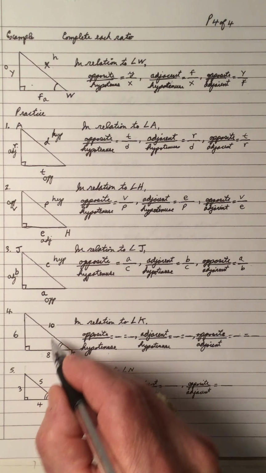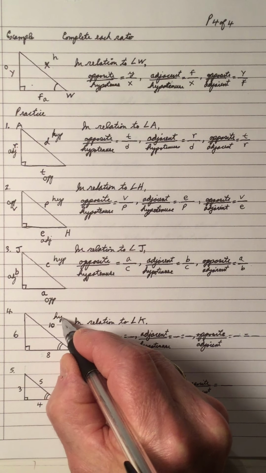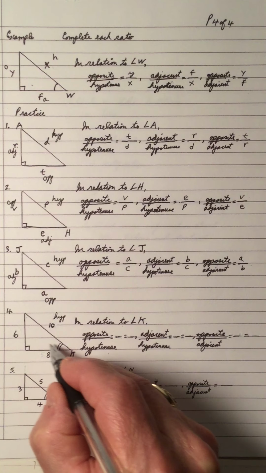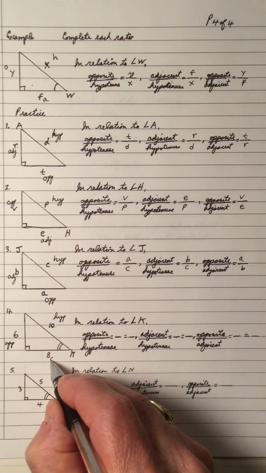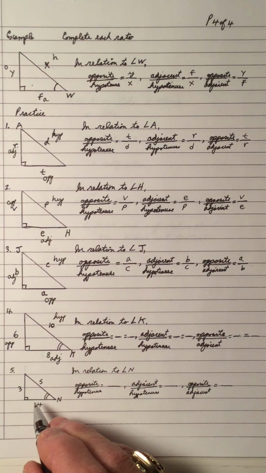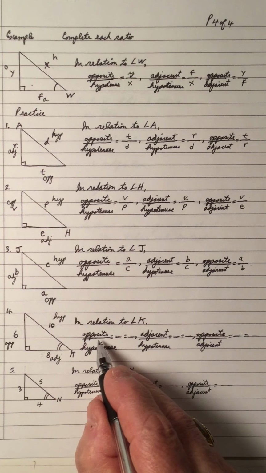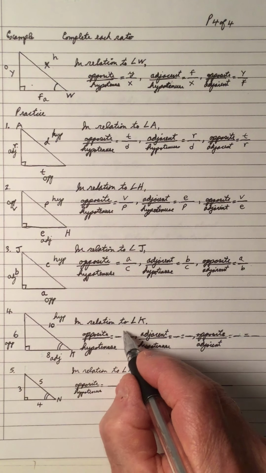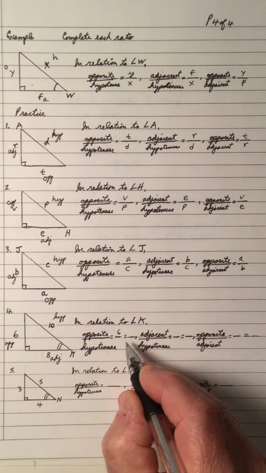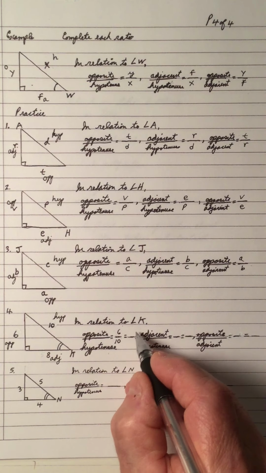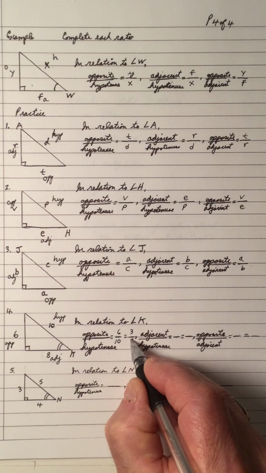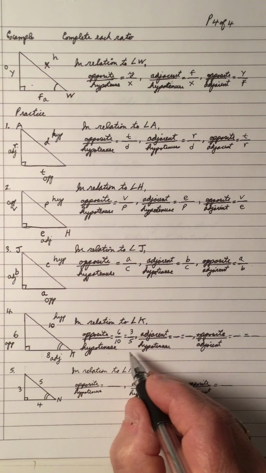So now, this is the hypotenuse, HYP. In relation to angle K, this is the opposite side. In relation to angle K, this is the adjacent side. So, in relation to angle K, opposite is the 6 over the hypotenuse, which is 10. Notice 6 over 10 reduces to 3 over 5 by dividing by 2.